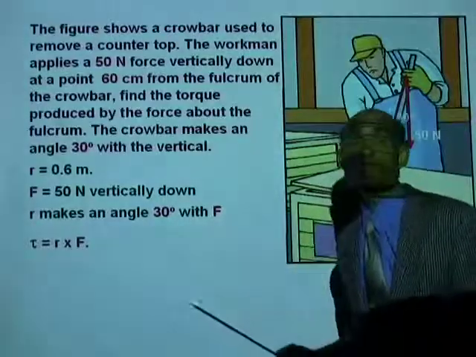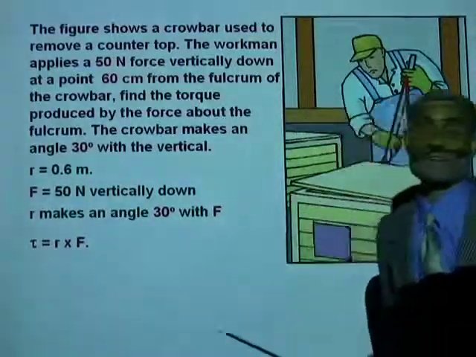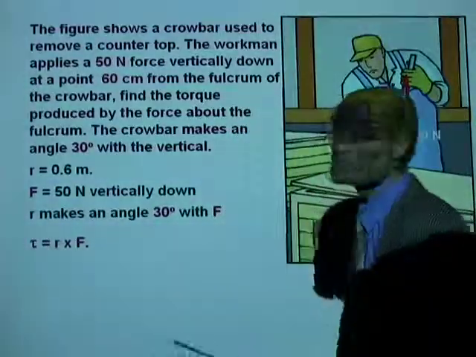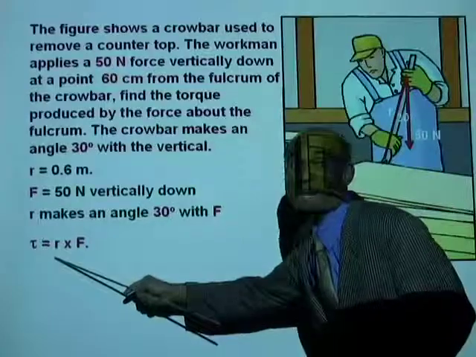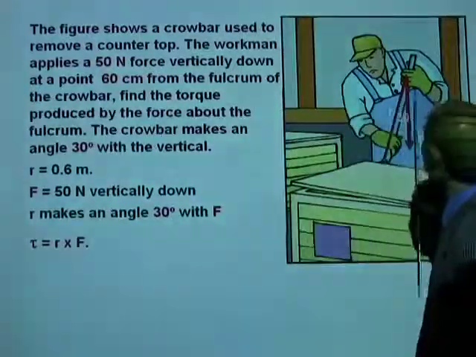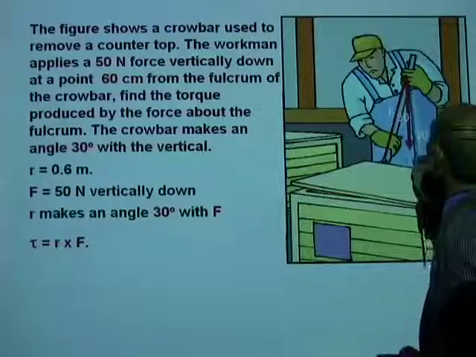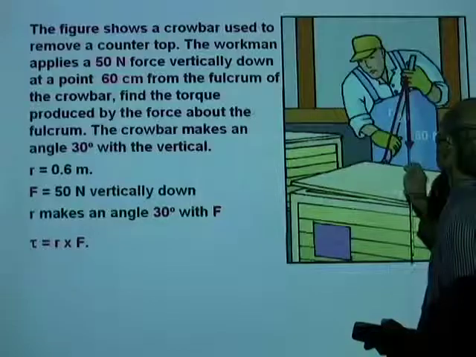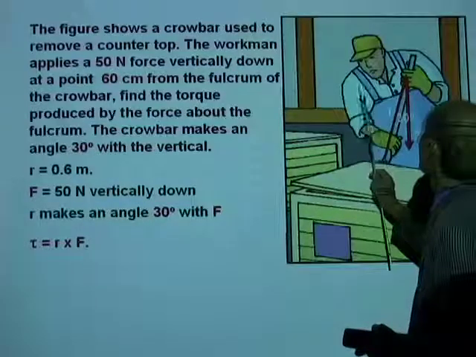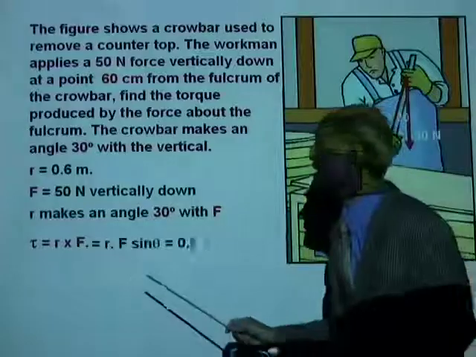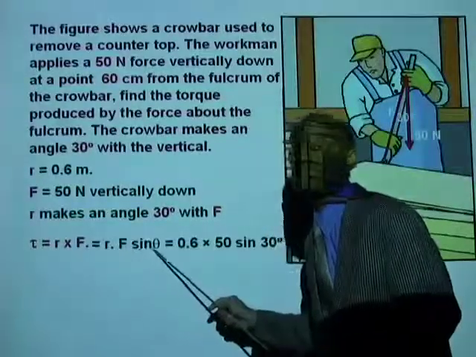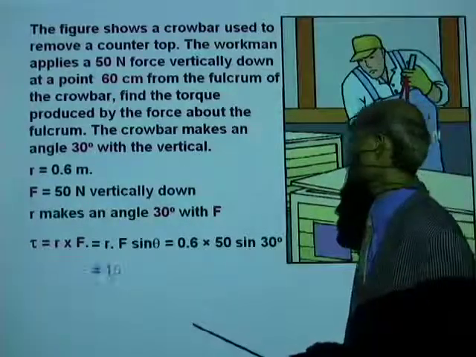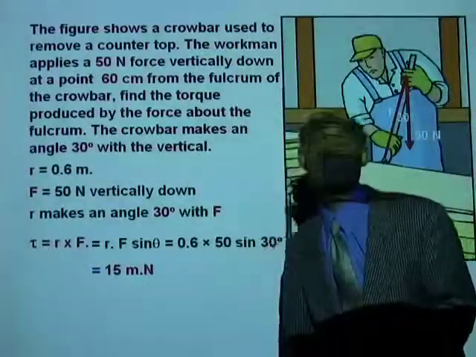Now, tau equal to R cross F. And what is the magnitude of this cross product? The magnitude will be R times F sine theta, because the component of this force at right angles to the crowbar will be F sine theta. So it will be R times F sine theta, that is 0.6 times 50 sine 30, that is 15 meter Newton.